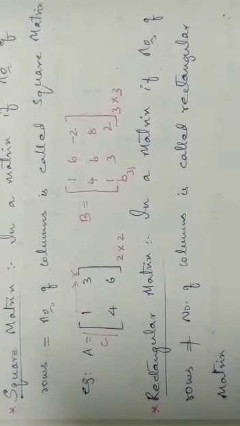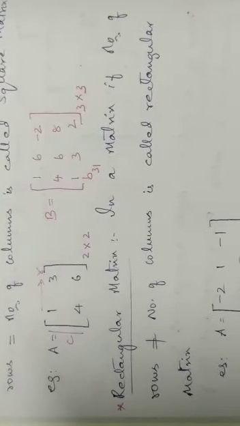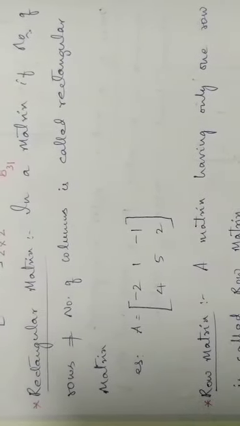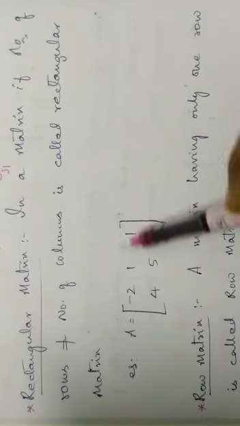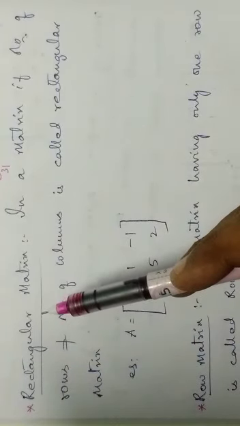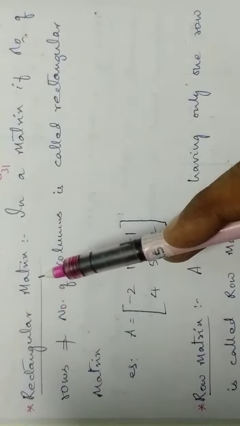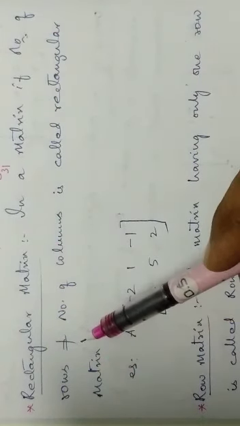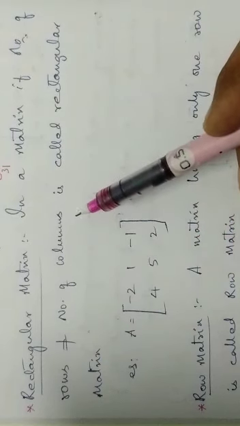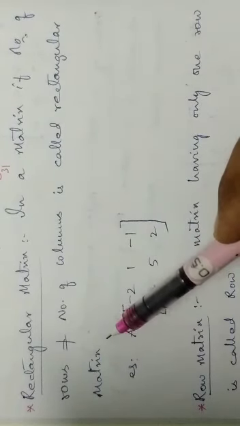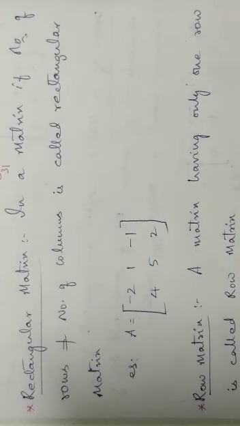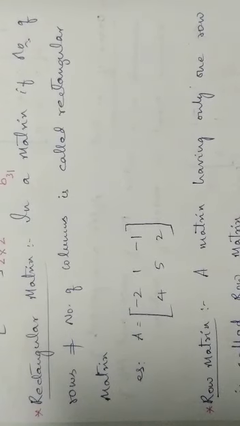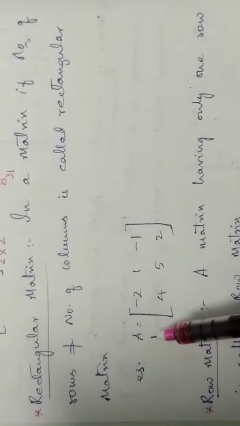We go with another definition. Rectangular matrix. We can easily say what is a rectangular matrix. In a matrix, if number of rows not equal to number of columns is called rectangular matrix. Number of rows is not equal to number of columns.